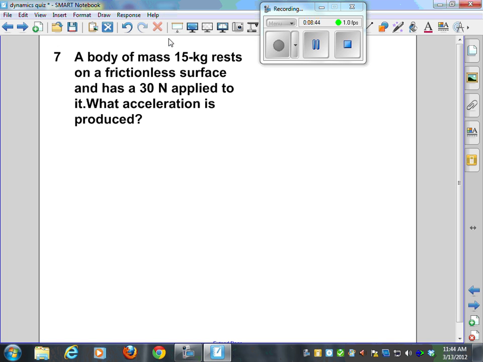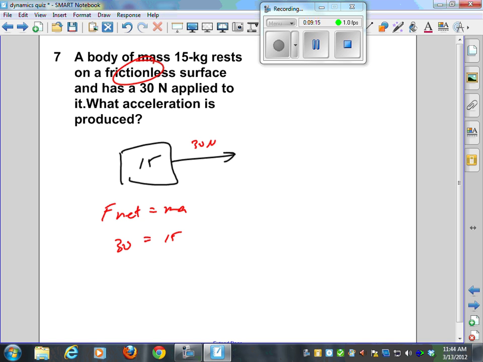A body of mass 15 kilograms rests on a frictionless surface and has 30 newtons applied to it. What acceleration is produced? It's frictionless. Hey, this one's easy, I think, isn't it? F net is equal to ma. I got 30 newtons. I got 15 kilograms. What's my acceleration? 2. 2 what? Meters per second squared.